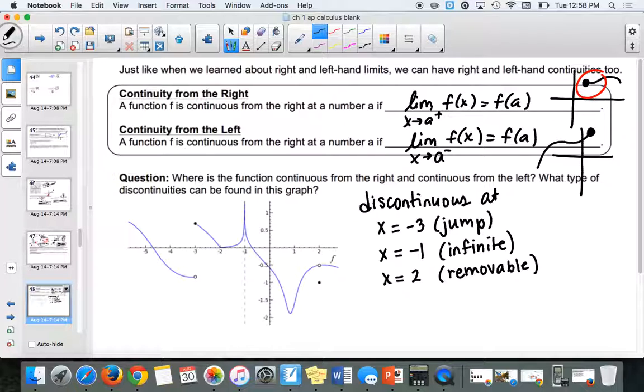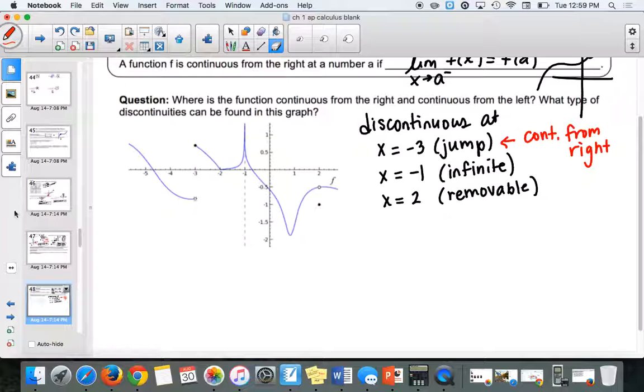All right, now we want to decide if any of these are continuous from the left or continuous from the right. As you went to this point right here, as you traced along the curve, did you trace from the right or the left? You traced from the right, and it became a filled-in point, right? That is continuous from the right, because our limit as we approach from the right is the same as the filled-in point. Any others? No, the rest of them are not continuous from the right or from the left. Okay?